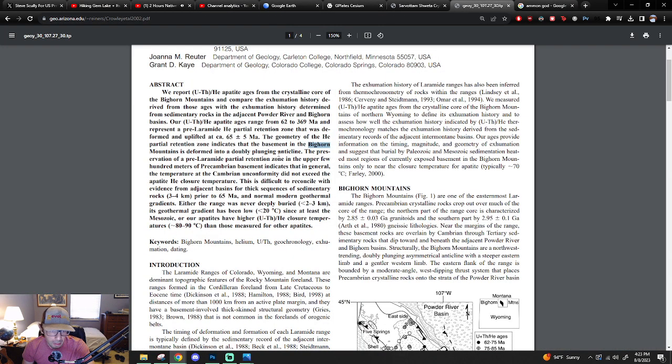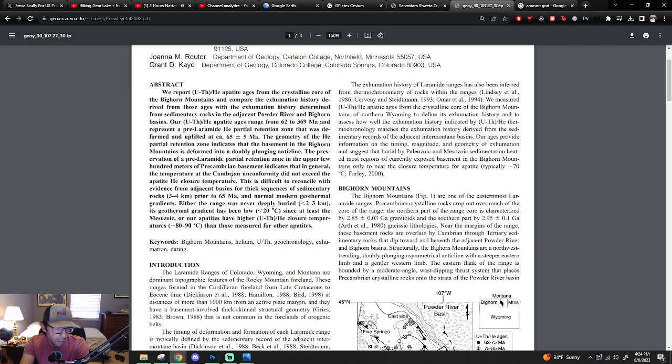Let's go back to this, though. What else is going on? Preservation of the pre-Laramide partial retention zone in the upper few hundred meters of Precambrian basement indicates that, in general, the temperature at the Cambrian unconformity did not exceed the apatite helium closure temperature, meaning helium gets retained. Like, if it reaches enough of a high temperature, the helium within can boil off, maybe not boil, but be extracted from the material, and apparently it didn't happen.